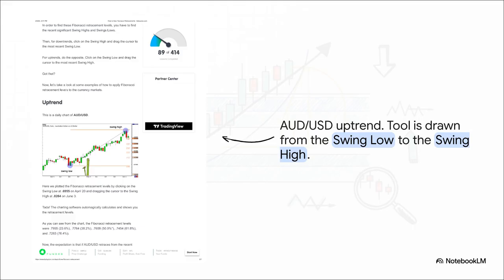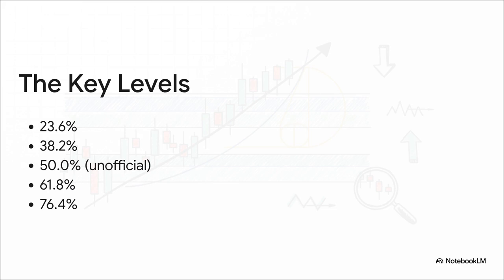So to use our tool, we find the very bottom of that move, the swing low, and we click there. Then we just drag our cursor all the way up to the very peak of the move, the swing high, and click again. That's it. Simple as that. And as soon as you draw that line, bam, the software automatically plots these key percentage levels.